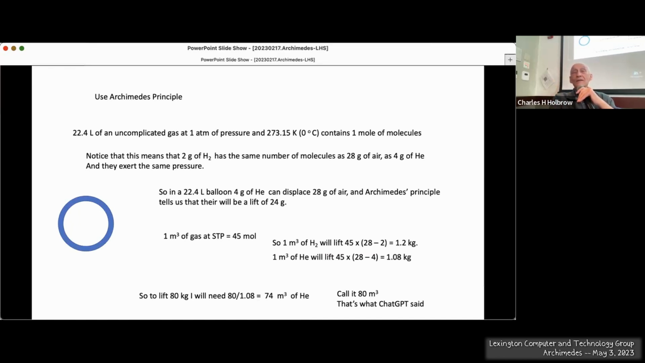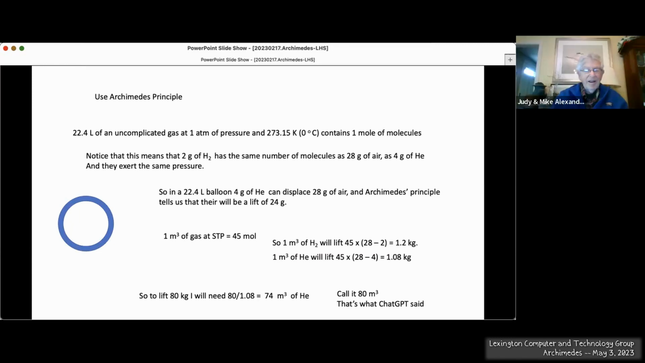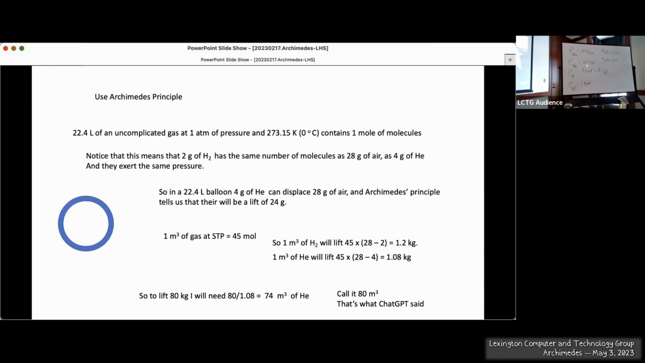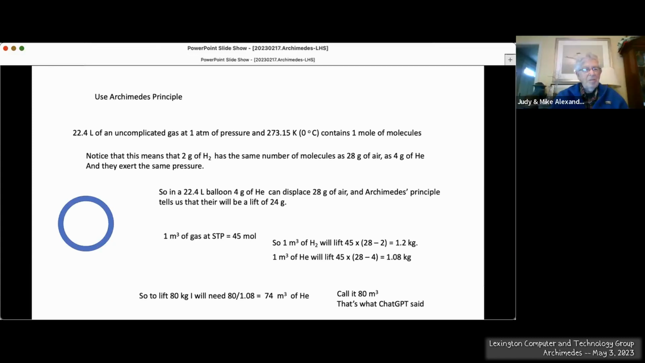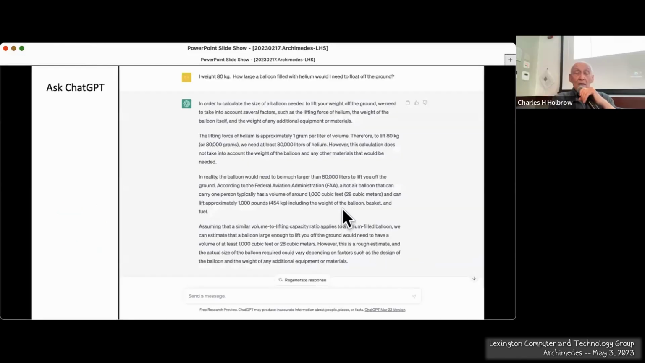There's a third way. And this is one ChatGPT didn't do. It didn't do this calculation. I don't know. It looked up the answer. It gave the answer 180. It started from 80. Actually, no, it didn't do the stated problem. It tells you that the lifting power of helium was about 1 gram per liter. I forget what. I can go back and see. Can I go back and see? So it says the lifting force of helium is approximately 1 gram per liter of volume.